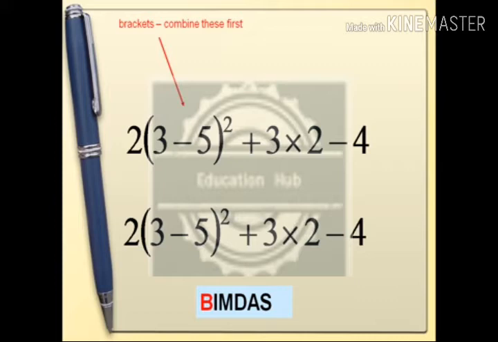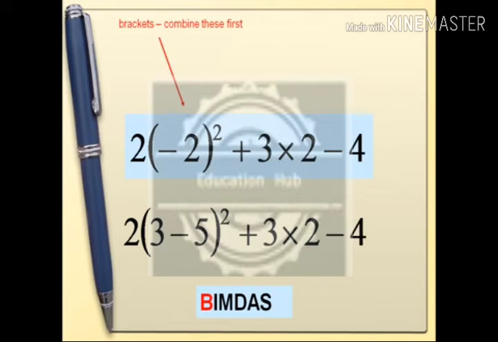The brackets, combine those first. So what will come? Minus 2 square. Now when it is solved, the rest of the part will be as it is. We don't have to change anything there. In the BODMAS rule, B, the bracket, comes first. So at first that operation, and it is right now minus 2 square. 2 into minus 2 square plus 3 into 2 minus 4.